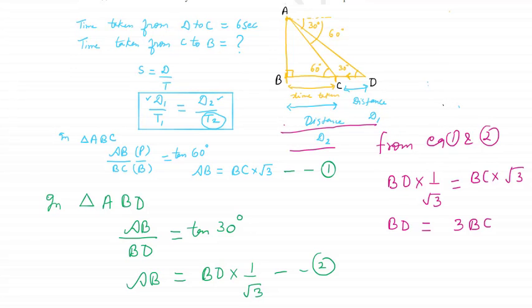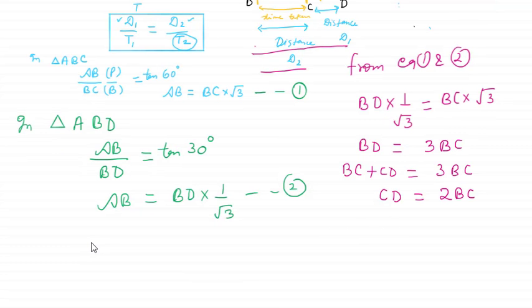But to calculate the time we need the distances BC and CD. So I'll just break this BD as BC plus CD equals, I'll get here 3 BC. So we can see here that CD will be equal to twice of BC. So this we will get from here. And now we need to find out the time taken to cover BC.